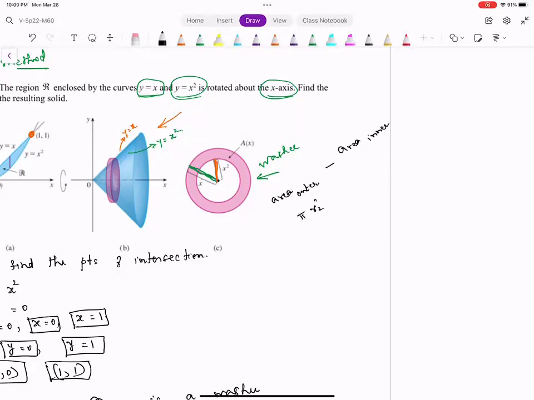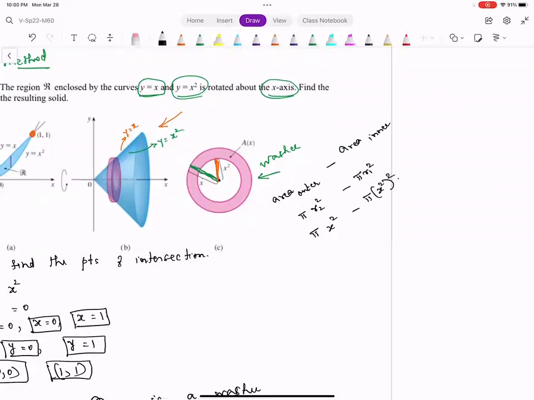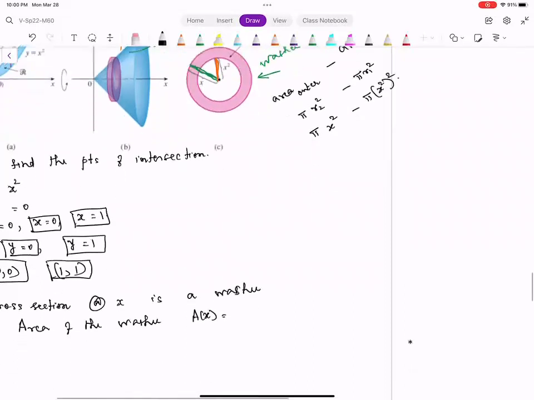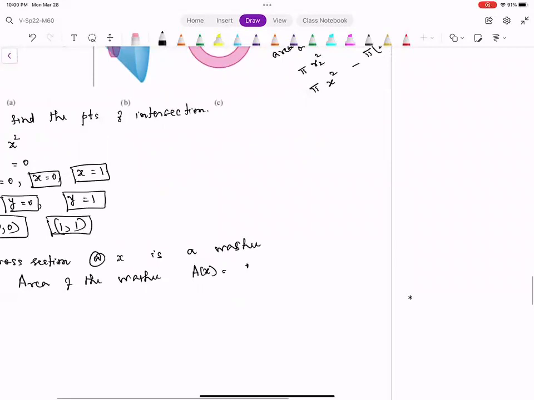So pi r2 squared minus pi r1 squared, where r2 is the outer radius, in this case x squared, and pi times the inner radius, that is x squared, the whole squared. So pi outer radius squared minus pi inner radius squared is the area of the washer. So A of x is the area of the outer circle minus the area of the inner circle. Both are circles, so it is pi r2 squared minus pi r1 squared.